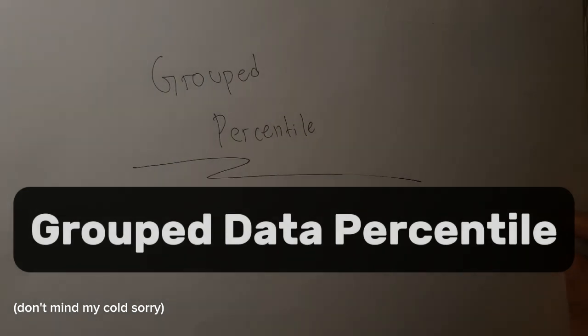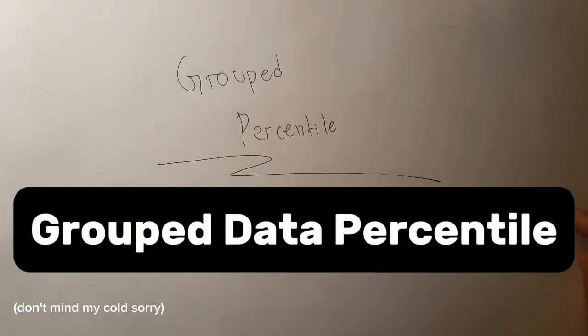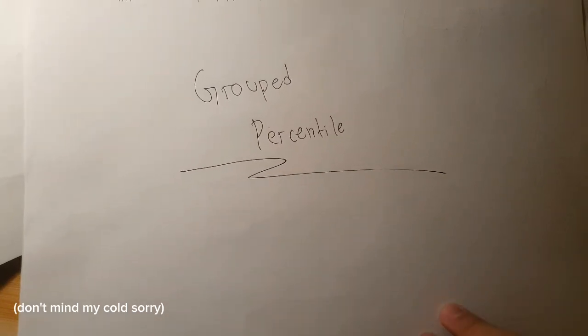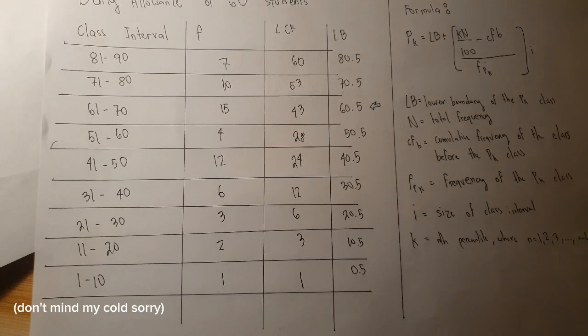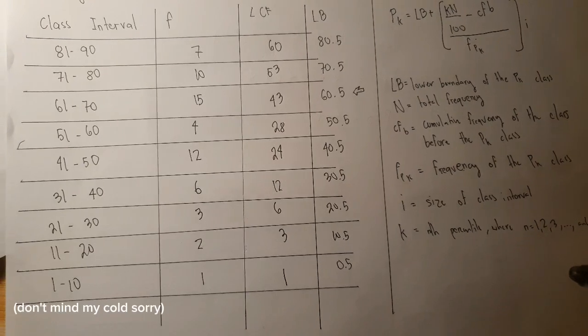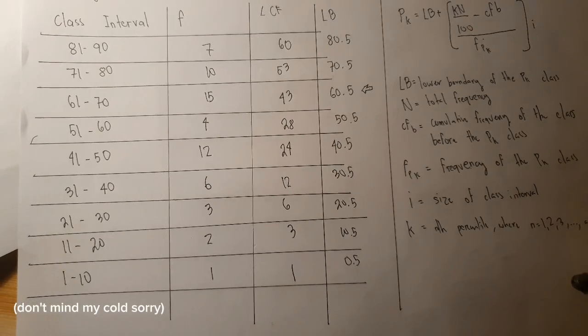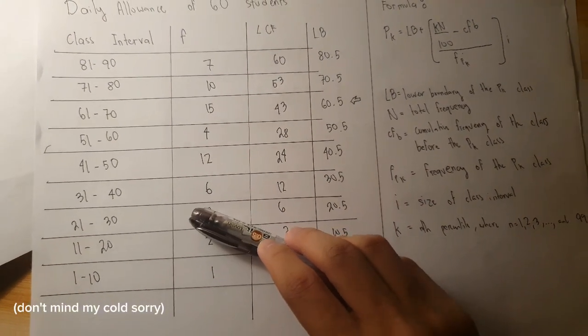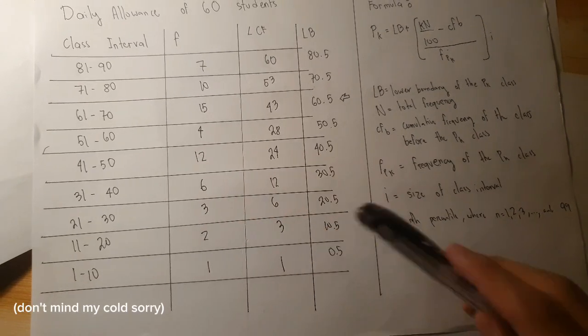And today we'll be going to be discussing about group percentile. So group percentile is a method used in statistics to determine the value below which a given percentage of data falls using a frequency distribution table with grouped data.